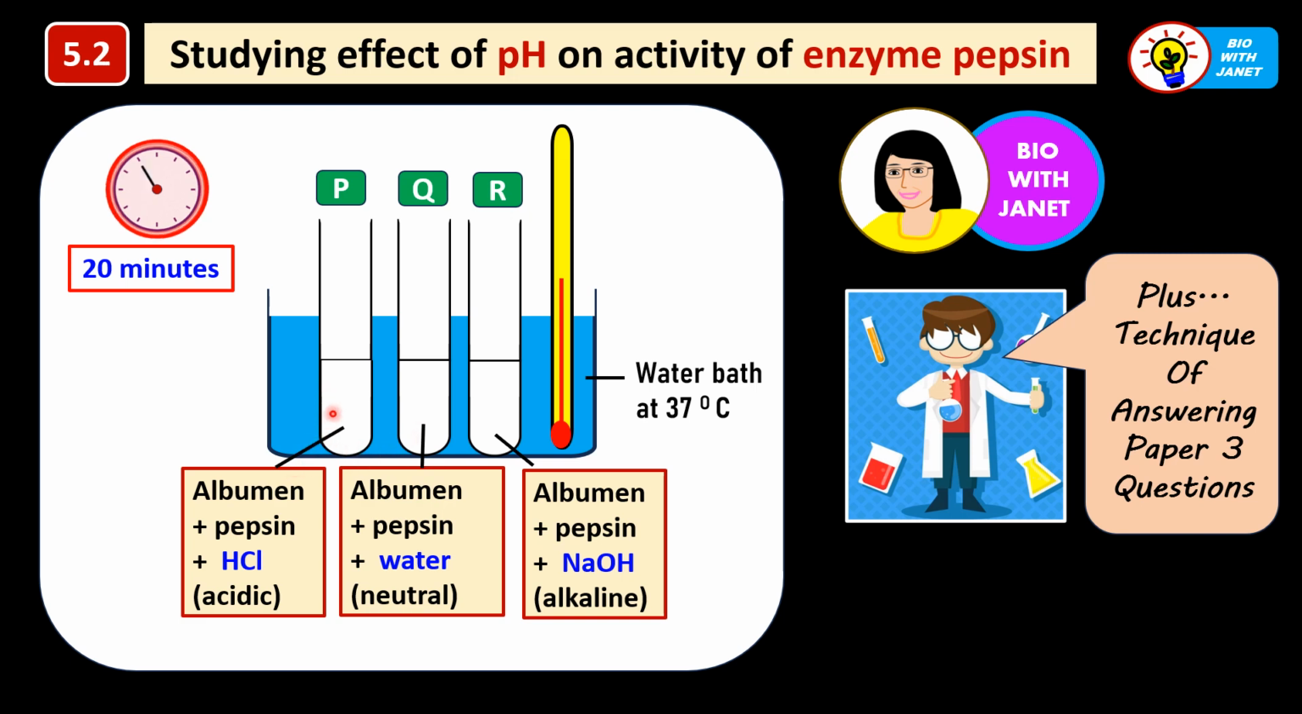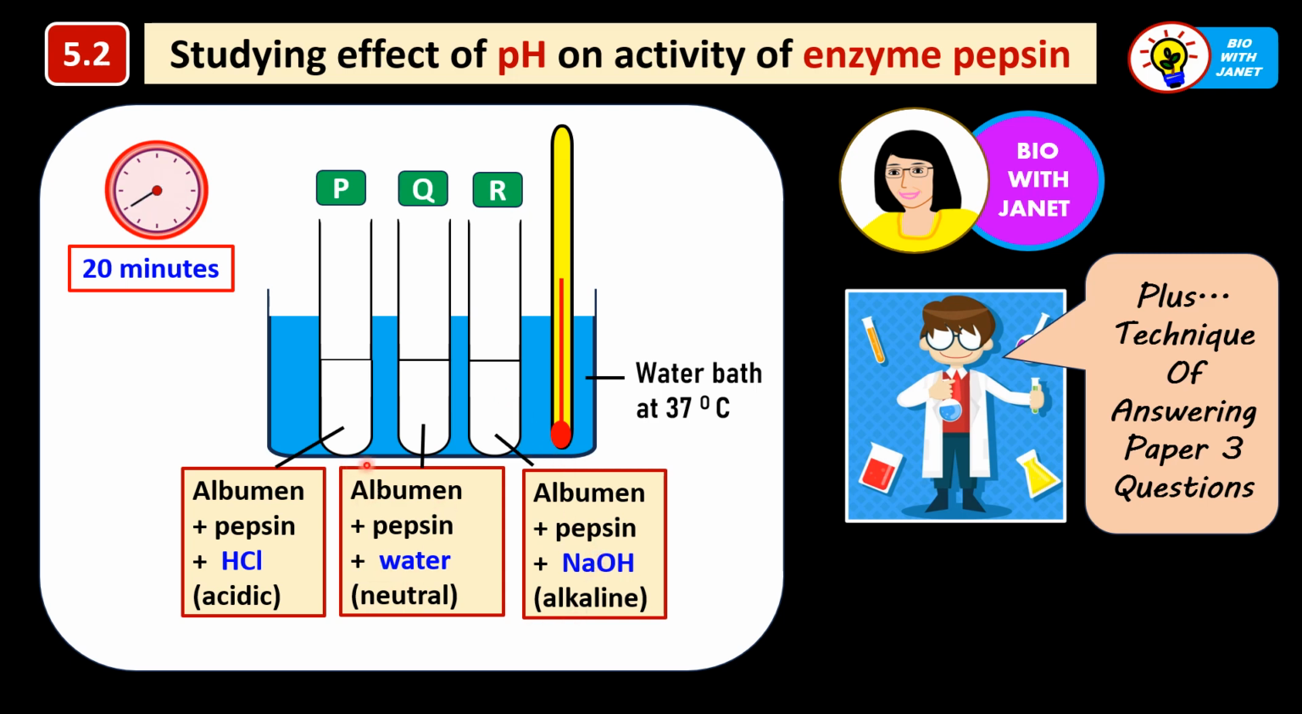In test tube P, we put in HCl to create an acidic condition. For Q, water is added to create a neutral condition, that is distilled water. And for R, we add in sodium hydroxide to create an alkaline condition.